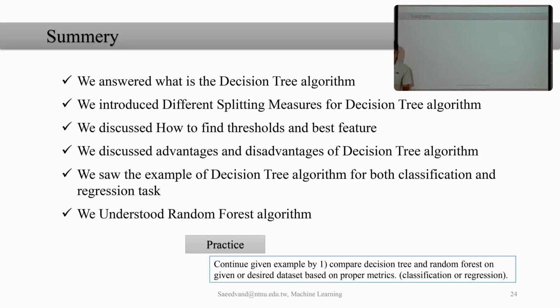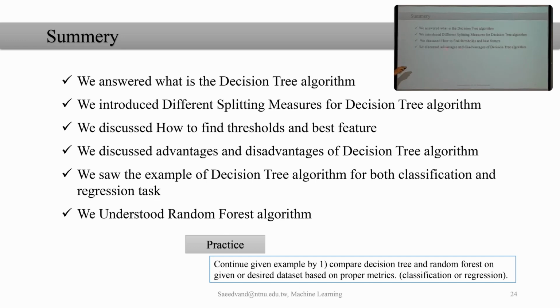So if I want to summarize today's course, we first answered what a decision tree is. Then we introduced different splitting measures of the decision tree, for example Gini, and mean square error for regression. We discussed how to find the threshold for the best feature. For that, we said that we can have heuristic or greedy techniques that can apply a very quick search on the decision tree problem. And you can write your own search, or different kinds of search, to minimize the objective over there.